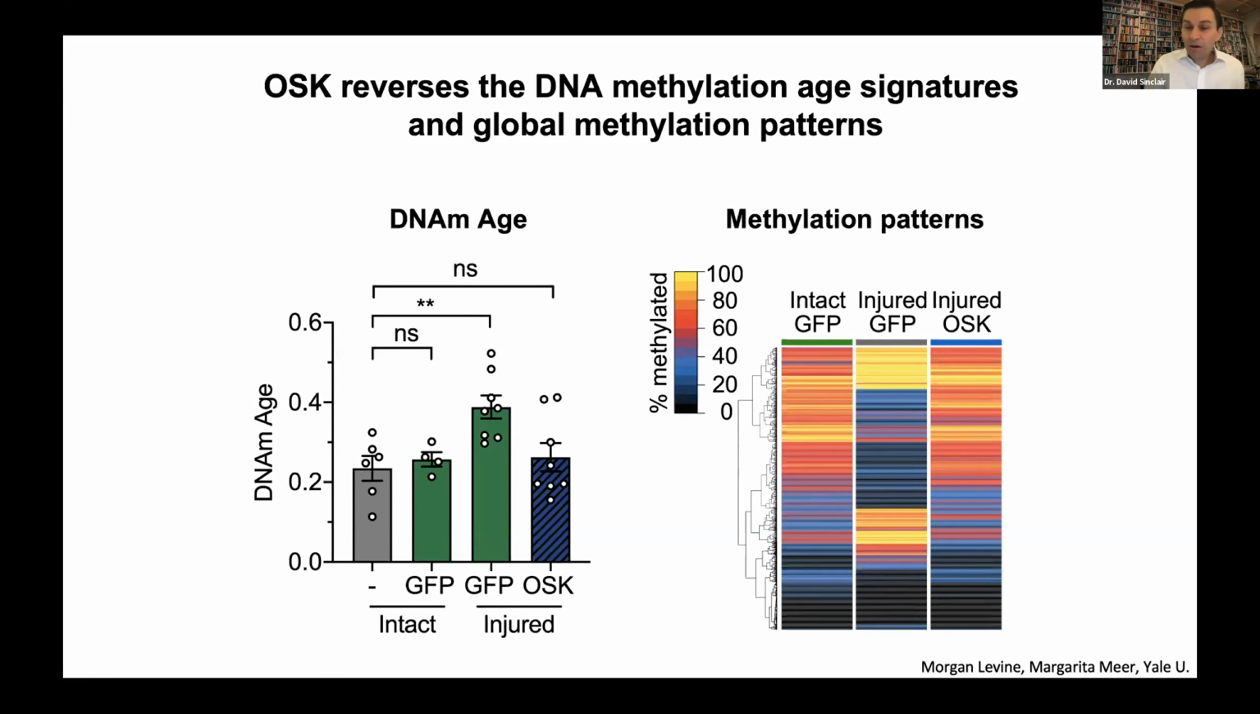But the question is, how the heck does OSK, transcription factors, know which of these genes to reset and at what level? How does it know that these genes, or this site, let's call it methylation site, needs to go back to this level? And similarly here, there must be information encoded in the epigenome that allows for the cell to find this information and reset.